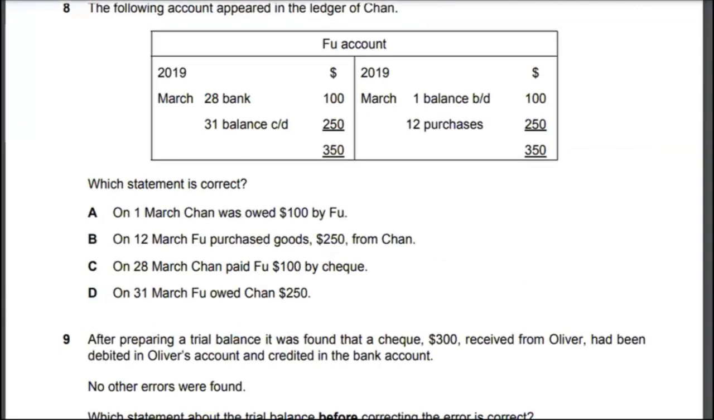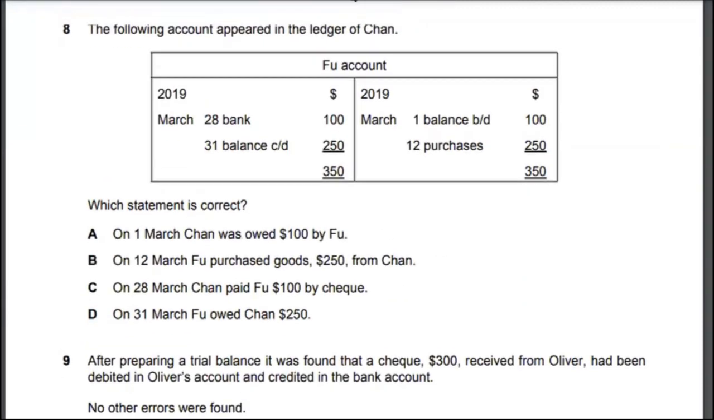Let's look at multiple choice 8. As you can see here, you will have to understand which account is which, which party is which, whether it's a trade receivable or trade payable. The following account appeared in the ledger of Chan. So Chan has an account in his book, called Fu account. Look at the balance Fu has. Fu has a credit balance here.